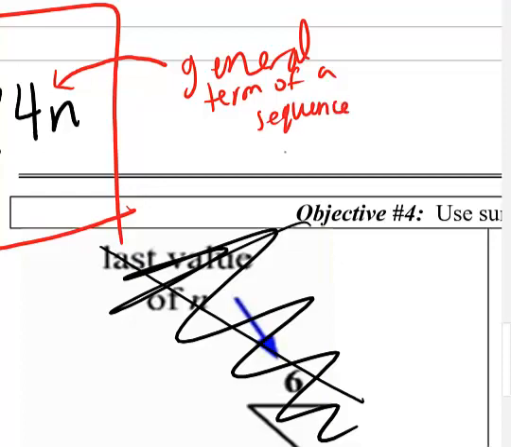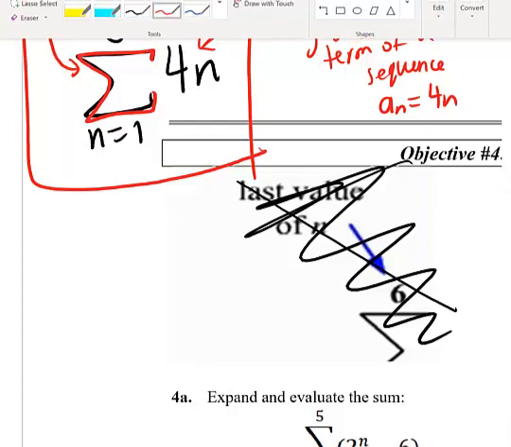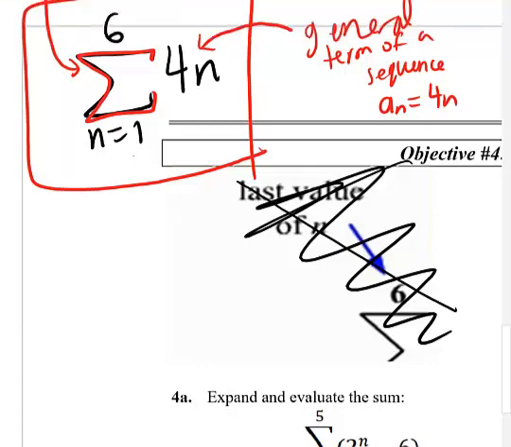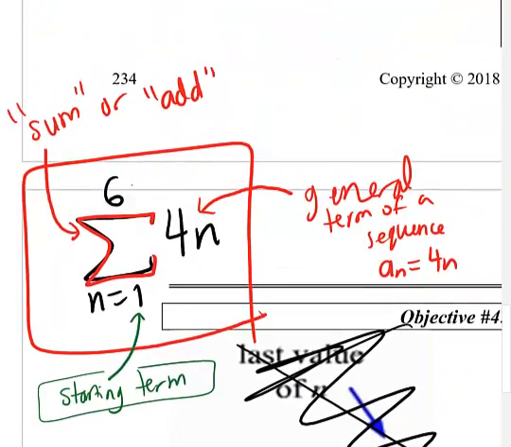So, for example, my sequence a sub n would be 4n. Whatever is directly to the right of that weird symbol, this guy right here. And then the other numbers in there, let me try to differentiate it with a different color. The number on the bottom, in this case n equals 1, is your starting term. So in this case, we're going to be starting with the first term, because I said start with the first term. And the number at the top of the summation symbol is going to be your ending term.